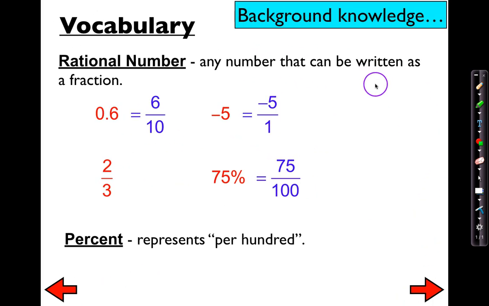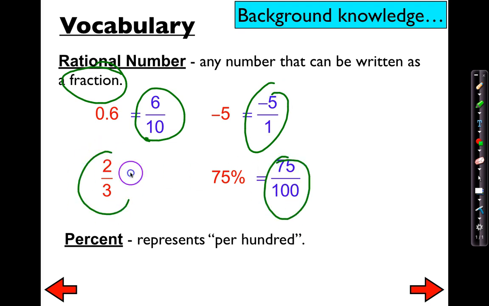Again, some more background knowledge: please remember a rational number is any number that can be expressed as a fraction. So here, notice all of these are rational because you could express them as a fraction. And please remember, a percent basically represents per 100 because cent means 100.